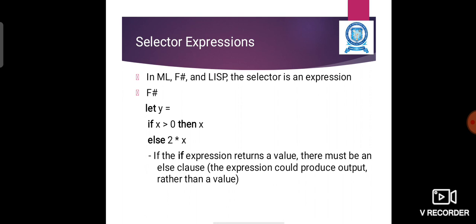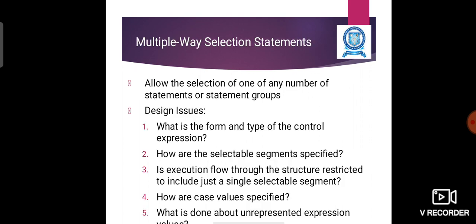Selector expressions. In ML, F#, and Lisp, the selector is an expression. For example, let y equal to if x greater than 0, then x, else 2 star x. If the if expression returns a value, there must be an else clause. The expression could produce output rather than a value.